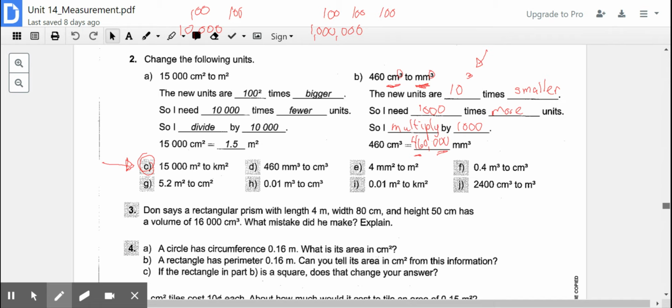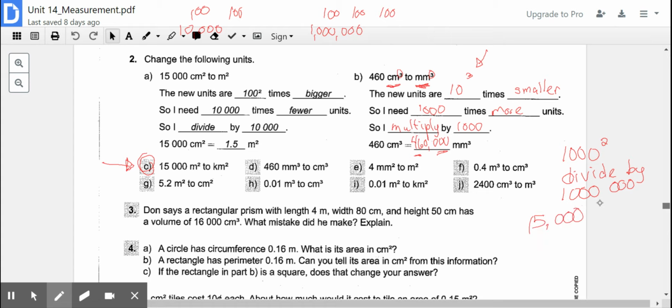If I'm going from 15,000 meters squared to kilometers squared, now remember, there are 1,000 meters in a kilometer, and it's squared, so it's 1,000 squared, 1,000 times 1,000. Okay, and so I'm going to go from a smaller to a larger unit. So I'm going for fewer units. So I'm going to divide by 1,000,000, which is 1,000 times 1,000.